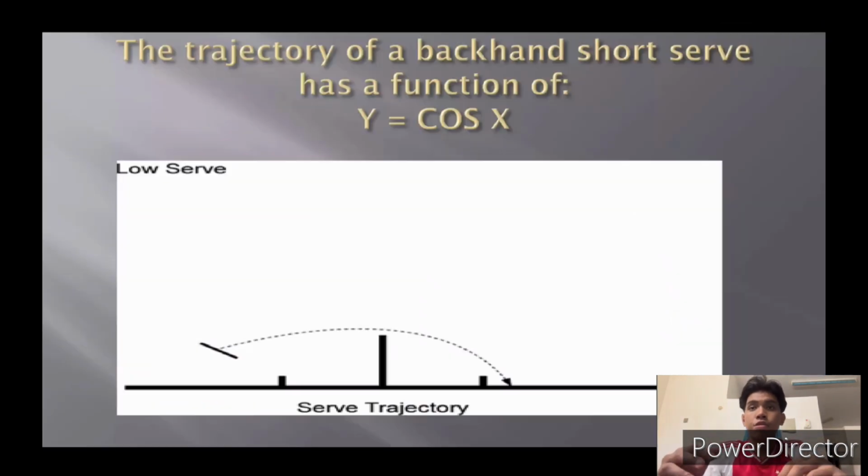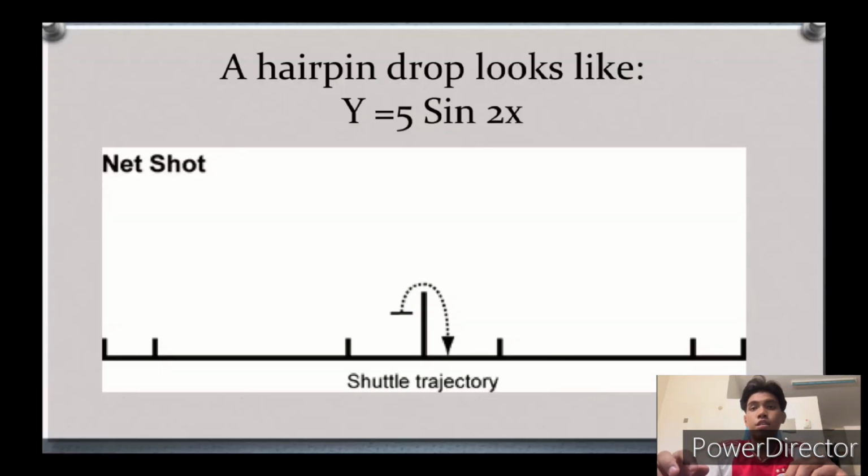The trajectory of a backhand short serve has a function of y equals cos x. A hairpin drop looks like y equals 5 sin 2x. Although it may not seem like it, position and positioning on the pitch are crucial as a player. I will discuss how to use sine, cosine, and tangent to find the perfect angle for a bird to be at the back of the court as it flies toward you.